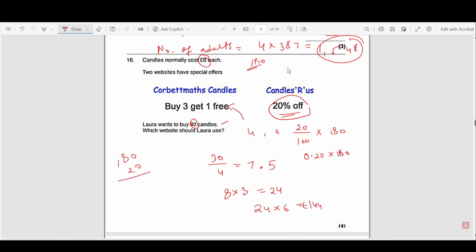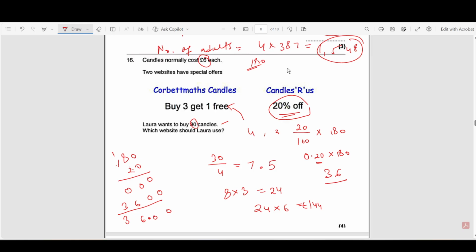Let's multiply 180 by 20. 0 times 0 is 0, 0 times 1 is 0. Here we put a 0. 2 times 0 is 0, 8 times 2 is 16, 2 times 1 is 2, plus 1 is 3. So the answer is 3600. There are 2 digits after the decimal point, so I will put a decimal there. So the answer is 36.